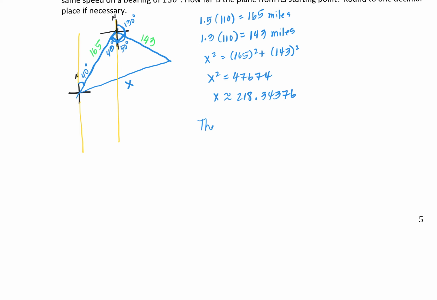Our sentence would be: the plane is about 218.3 miles from the starting point.